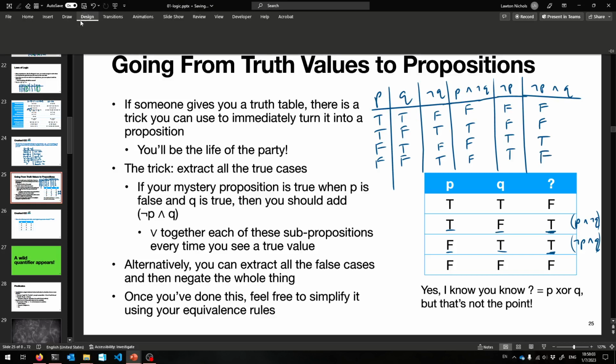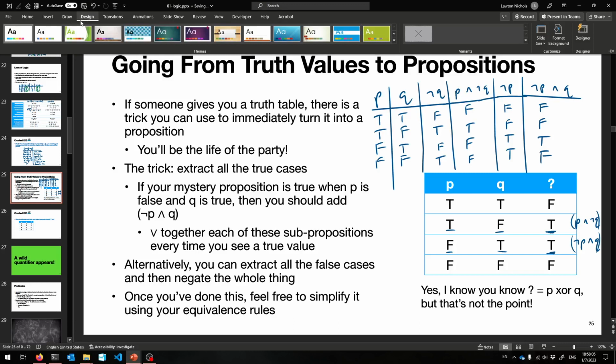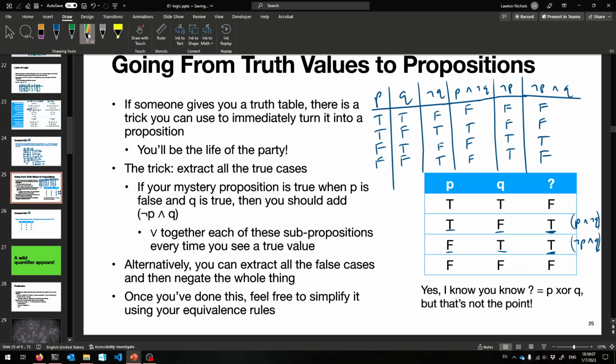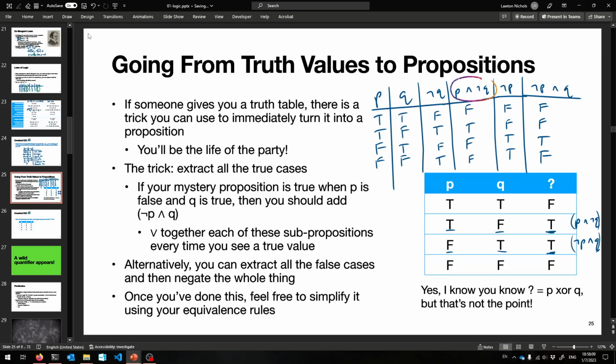These two things together, this one and this one, they pick out exactly when we wanted them to be true. It's false everywhere else. This is true only right there. False everywhere else. This is true only right here. False everywhere else. If we ORed these together, we get a truth table where it's false everywhere but those two places where it was true.